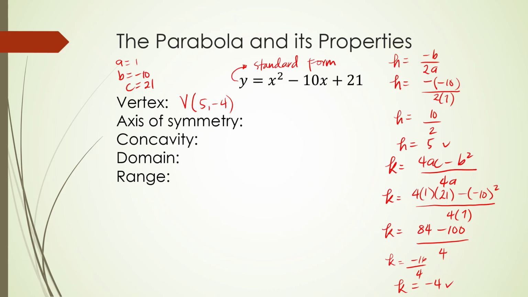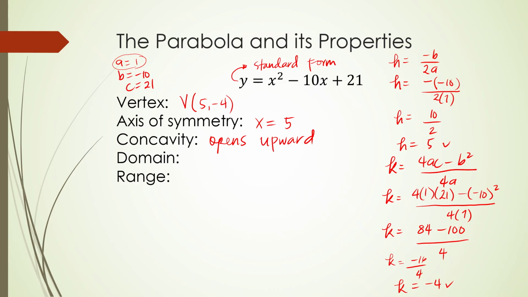Now, proceed to the axis of symmetry. The axis of symmetry, remember, is an equation starting off with x. Now, the value here is your value of h. So therefore, your axis of symmetry will be x is equal to 5. Next, we have the concavity. Since a is a positive number, your concavity will be opens upward.